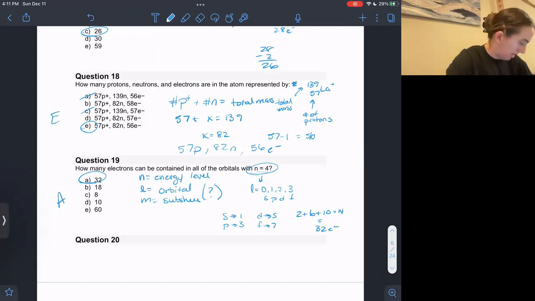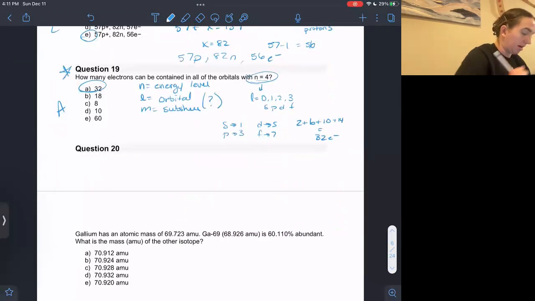Okay, I'm going to keep going. Maybe I'll put a star by this one, and we'll come back and look at that later.